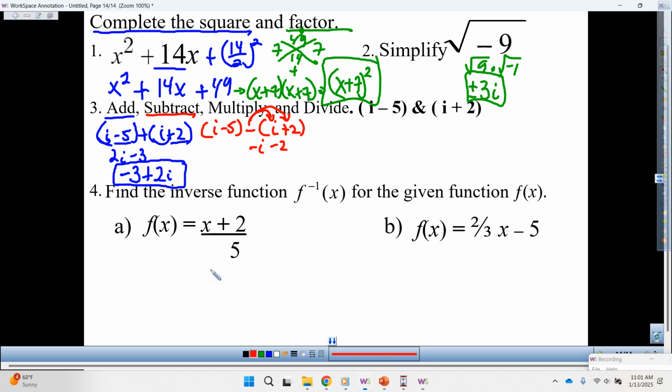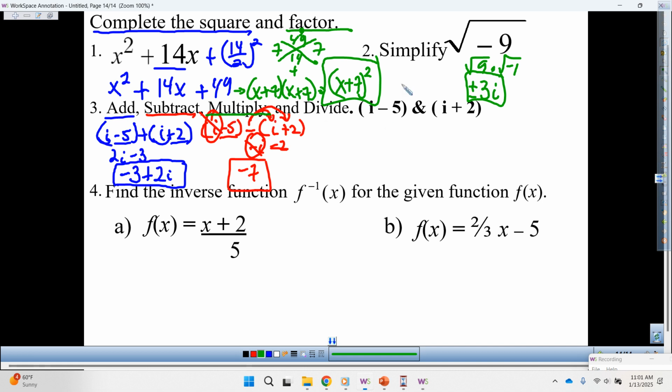And then I combine like terms. So what is i minus i? Cancel. What is negative 5 and negative 2? That's negative 7. So far so good, yes? Yes, Mr. Q, my favorite.